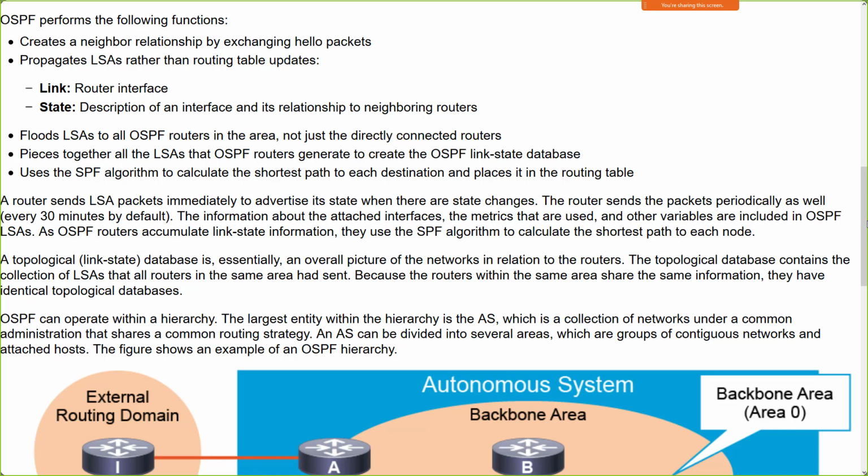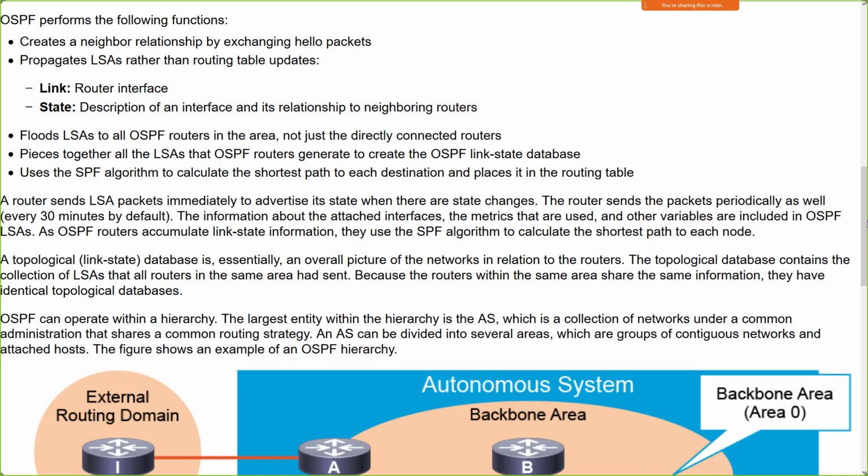Okay, so this topological database, this link state database, is really just the big picture of all of the links in the topology, what devices those links are attached to, what the status of those links are, and so on, which is why it is called link state. It contains really a composite list of all of the link state advertisements in the area.